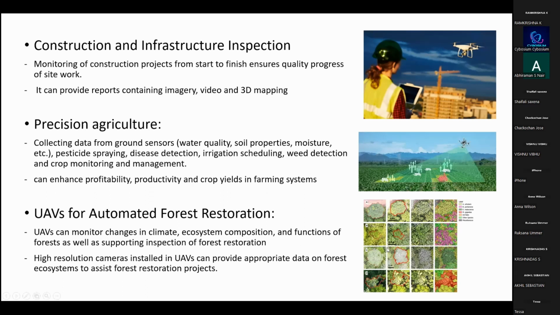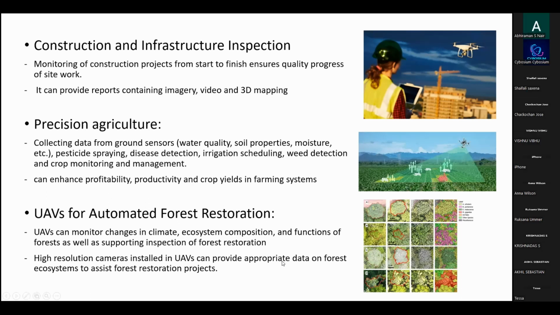It can also monitor the climate, ecosystem composition, and functions of the forest and all those things. And since the cameras are high resolution, it can take zoomed-in photos, which will be very easy for the experts to analyze. So they can analyze it and work way faster than they used to for forest restoration.